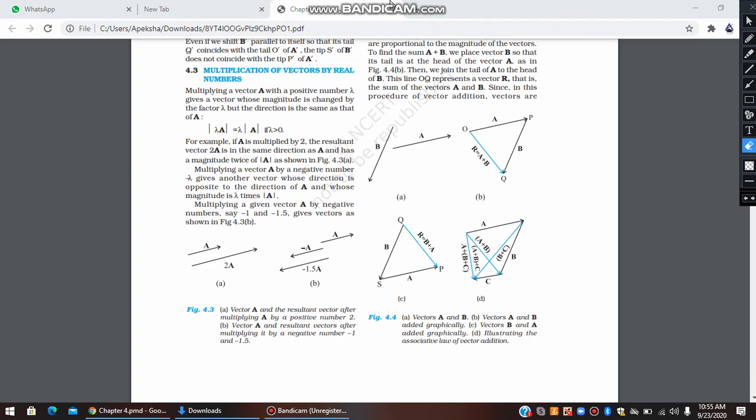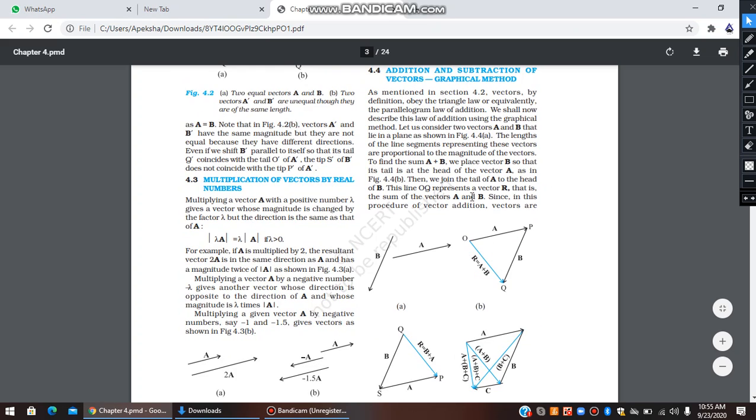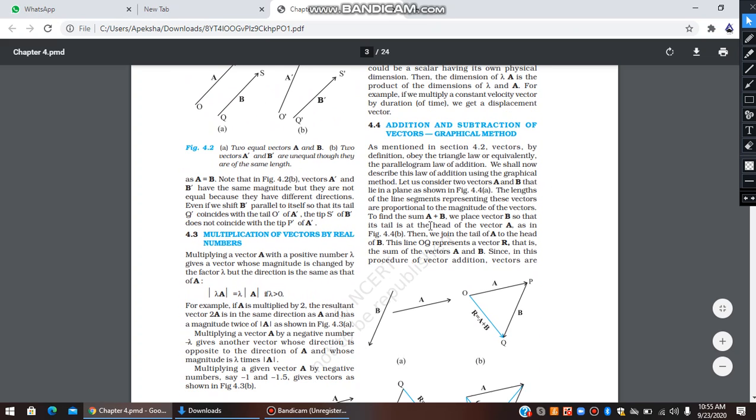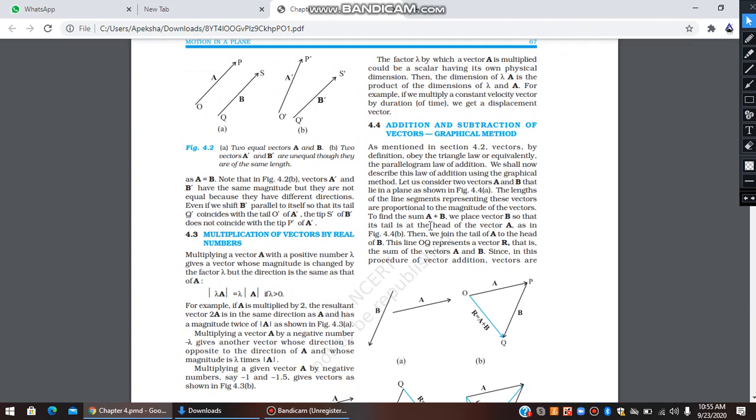Okay, so let's continue with the next part. Multiplication of vectors by real numbers. When we multiply a vector by a scalar quantity or a real number, it is not very different.